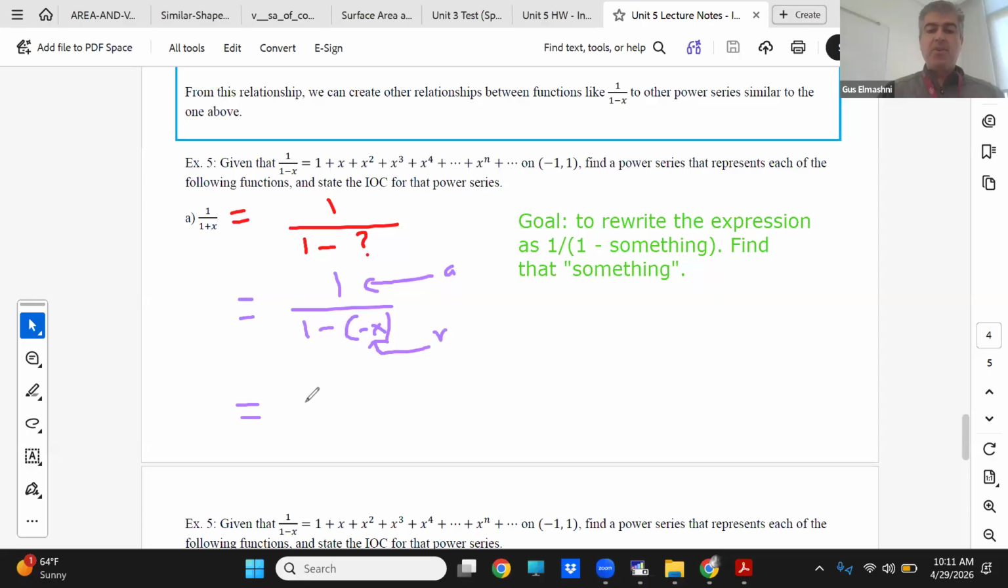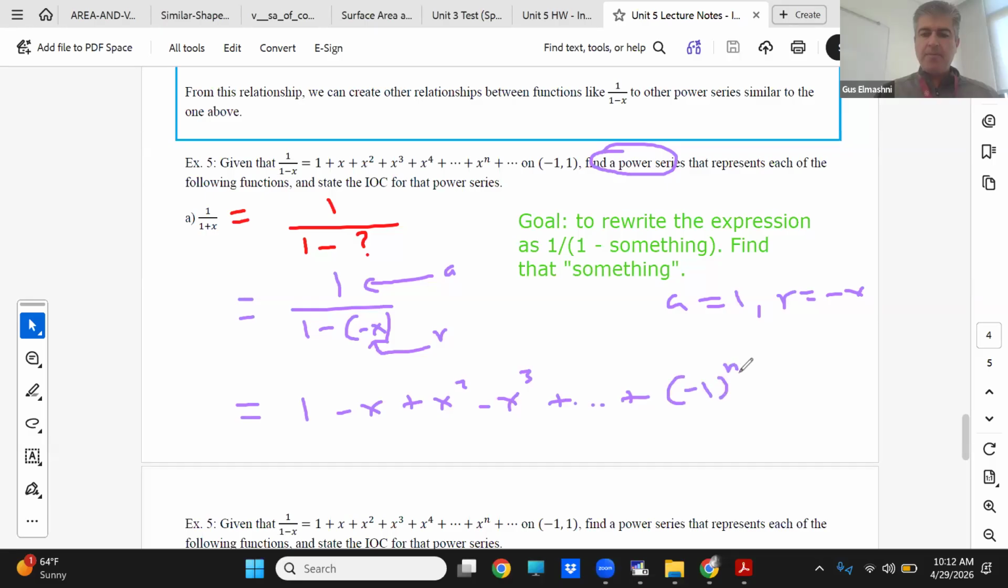That's R. So now when you're asked to write a power series, what's the power series? 1. What's my second term? If my ratio is -x. A is 1 and my ratio is -x. -x. What's the next term? Plus dot, dot, dot. It'll be -1 raised to the n power. And then, of course, x to the n.